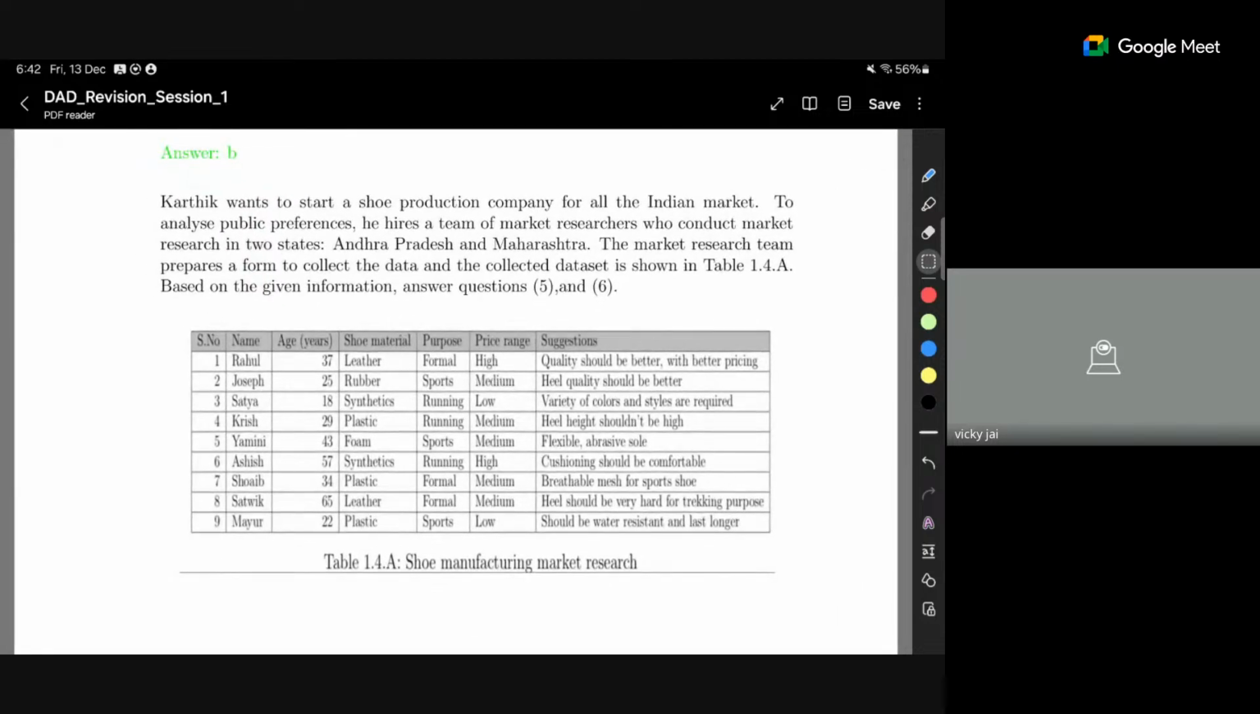Now what is this? Karthik wants to start a shoe production company for the whole Indian market, to analyze public preference. He hires a team of market researchers who conduct market research in two states, Andhra Pradesh and Maharashtra. The market research team prepares a form to collect the data, and the collected data set is shown in this table, right? Based on the given information, answer questions 5 and 6.